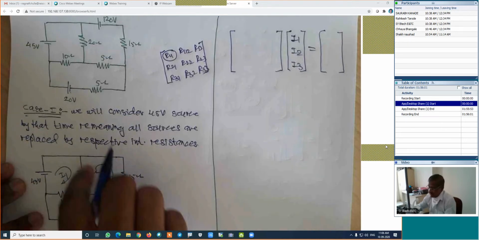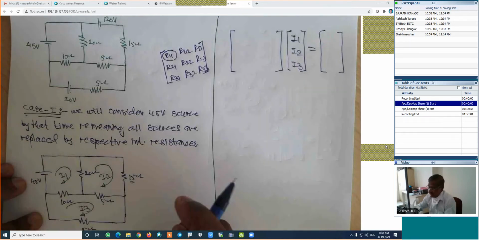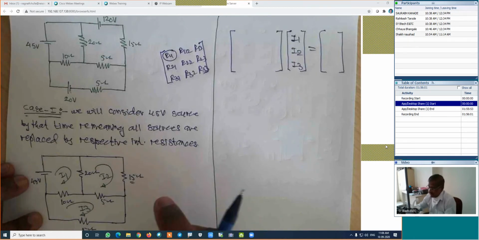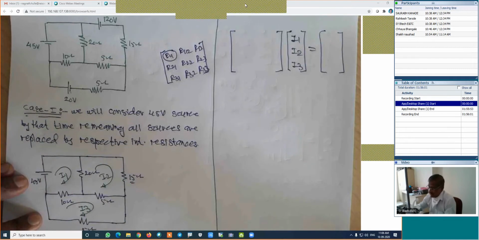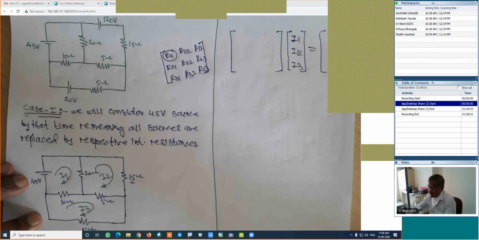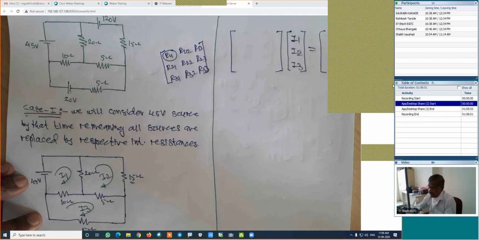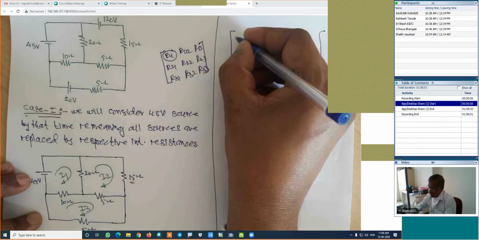This is our loop 1. How much is the R11? Can anyone answer? Yes or no? The resistance of this first loop is how much? Anyone? Chaya? Saurabh? Yes, Saurabh? 30 ohm. 30 ohm, absolutely correct.